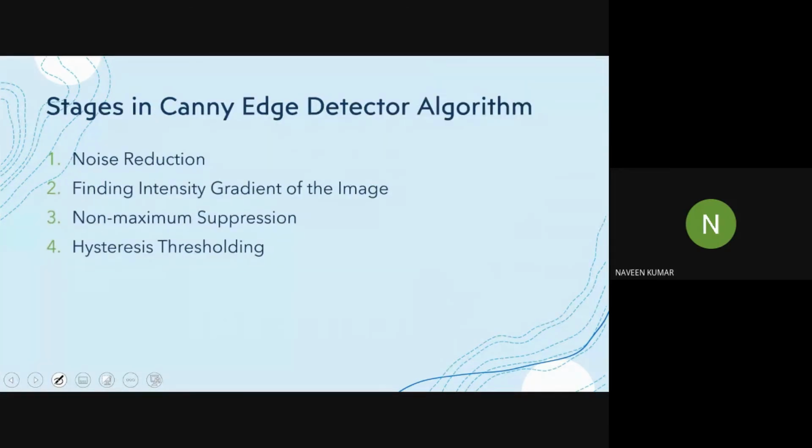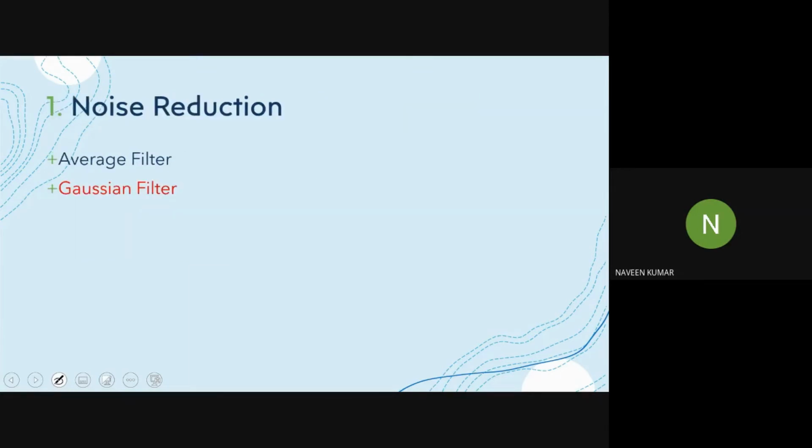As we studied in the previous slide, it is a multi-stage algorithm. Here are the different stages in the Canny edge detector algorithm. The first one is noise reduction, then finding the intensity gradient of the image, then non-maximum suppression, and finally hysteresis thresholding. We will look at each point one by one. The first one is noise reduction. Again, there are many noise reduction methods, but in this session we will see the average filter and Gaussian filter and how they work.